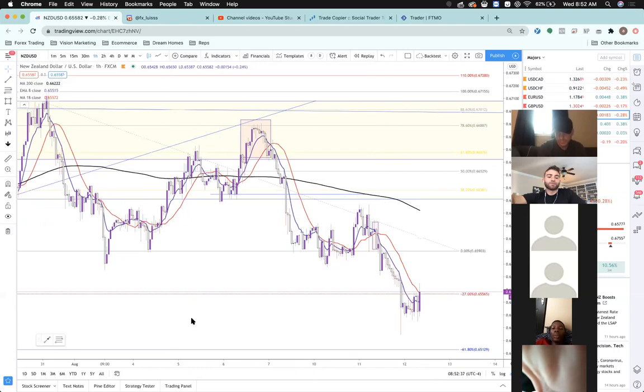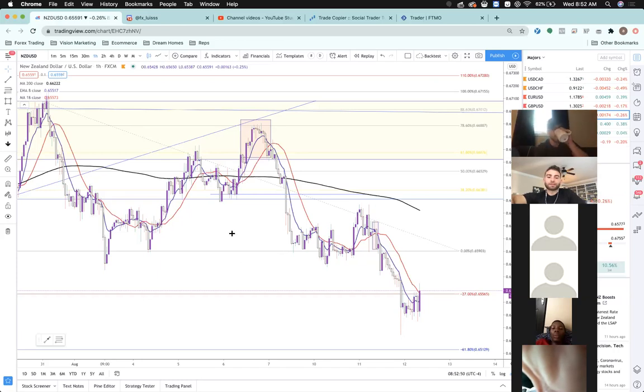How can we find the momentum? Any indicators? Yeah, we just use the moving averages, and price action. Price action gives us confidence. Price action is king, 100%.